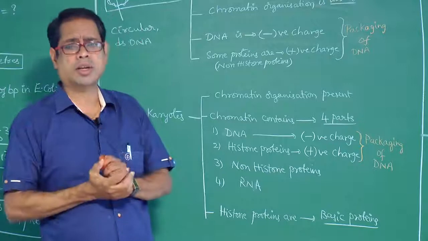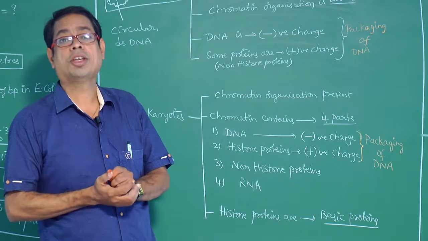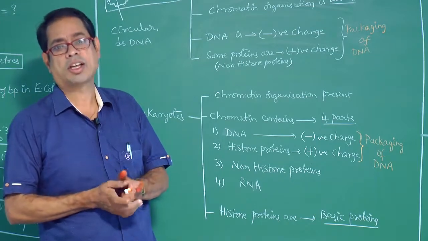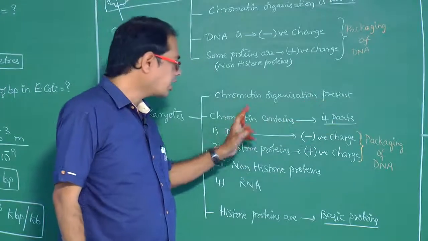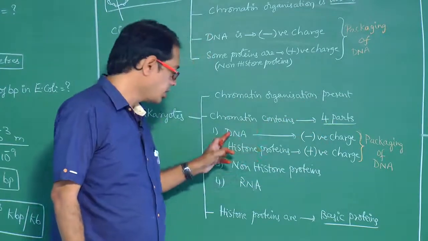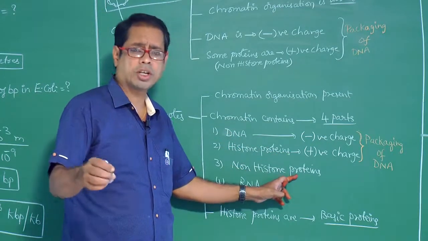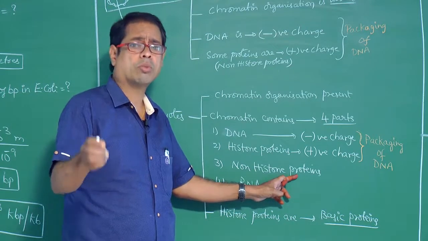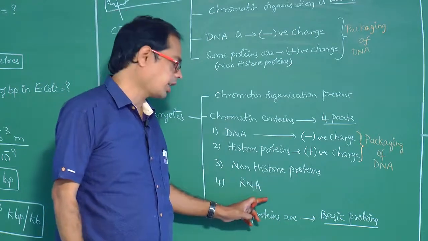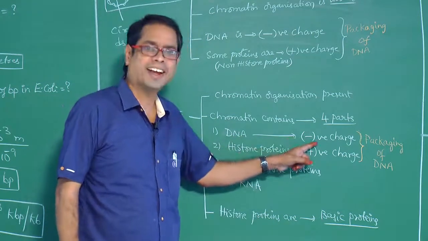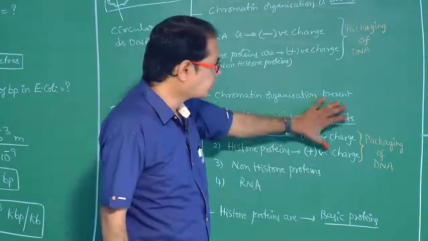How will it be packed? DNA is negative charge. Here the positive charge is histone proteins. Chromatin organization is present. Chromatin contains 4 parts: DNA, histone proteins, non-histone proteins, and RNA. Non-histone proteins are also called non-histone chromosomal proteins. So DNA is negative charge, whereas histone proteins are positive charge. So these points you have to remember.